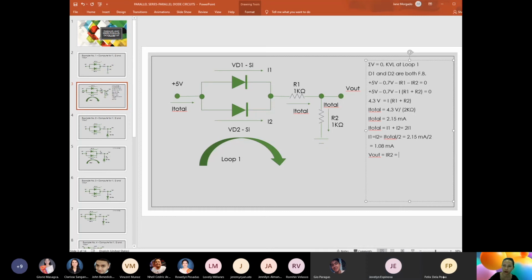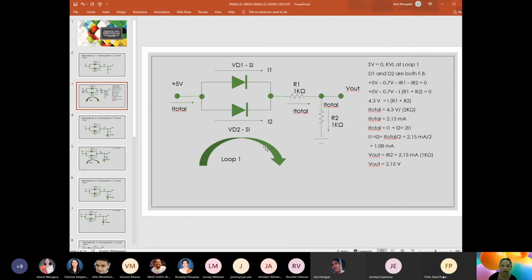Anong current ang gagamitin natin? The 2.15 or the 1.08 milliampere? 2.15, kasi as you can see, nag-merge naman. Sa total, nag-branch out sa D1, D2, pero pagdating dito, nag-merge ulit. So, 2.15 milliampere times 1K. V out therefore is equal to 2.15 volts.